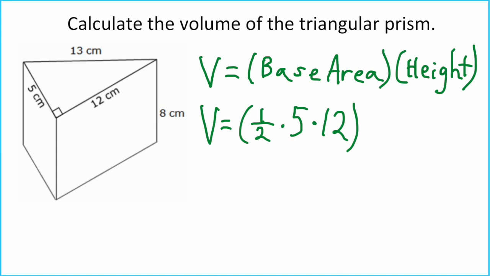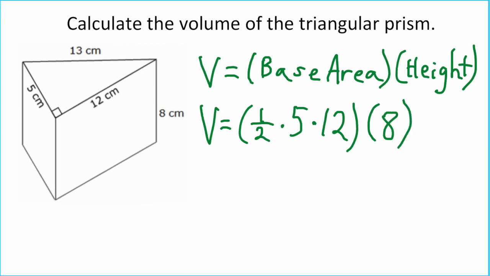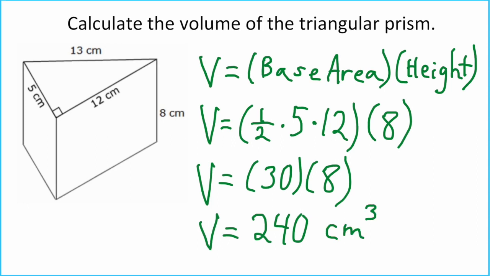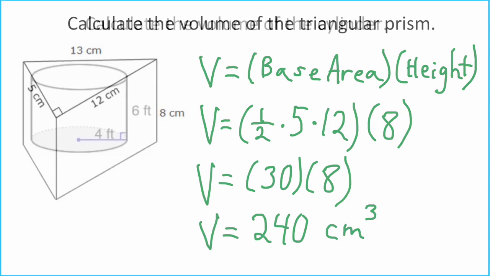What is the distance between these two triangles? That would be the 8. Notice the 13 does not get used in the volume formula. Now we go ahead and simplify, and we get 30 times 8, which is 240, and these are centimeters cubed, or cubic centimeters.